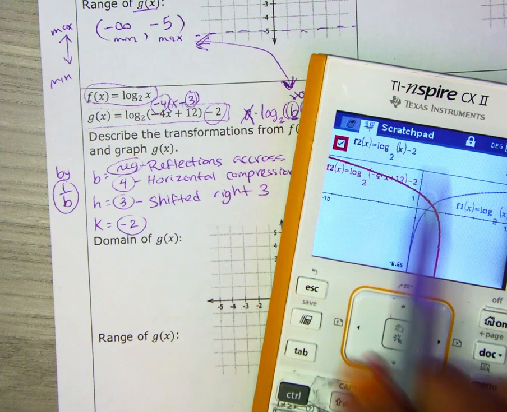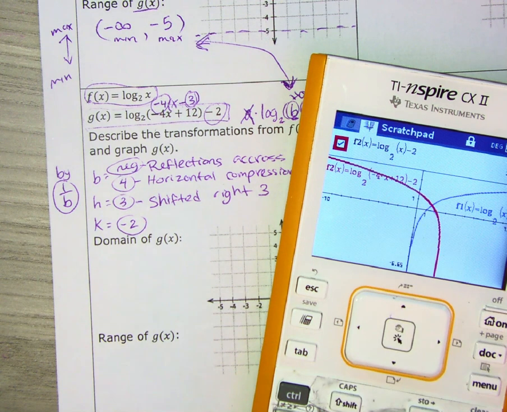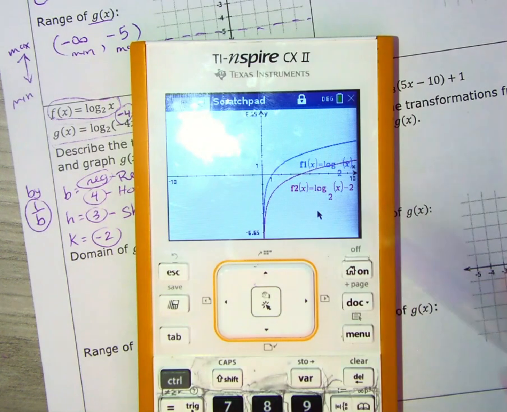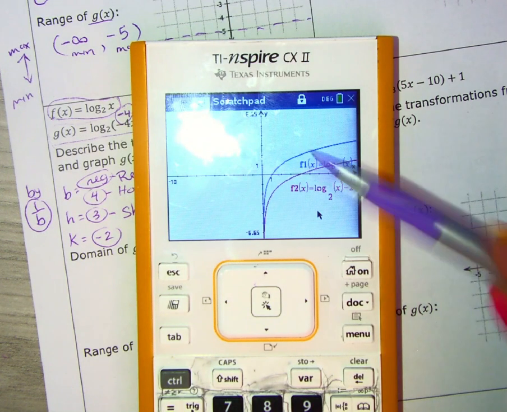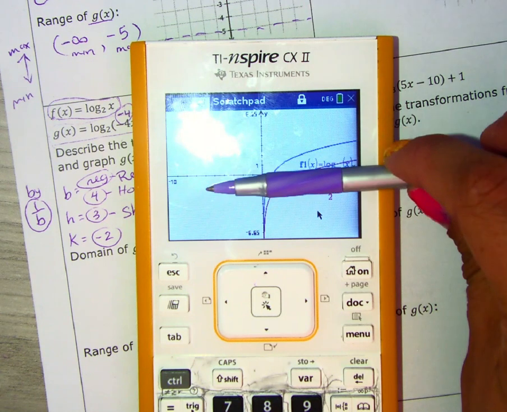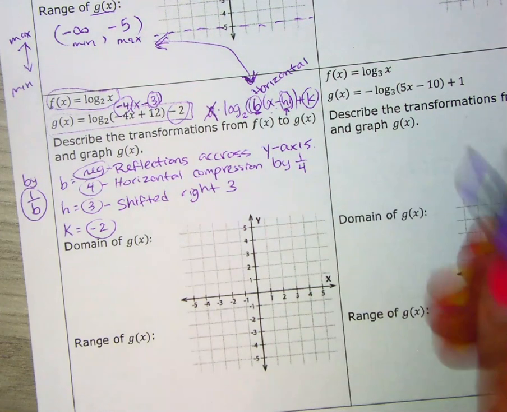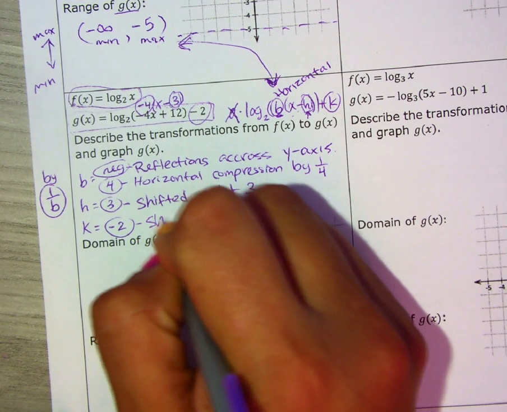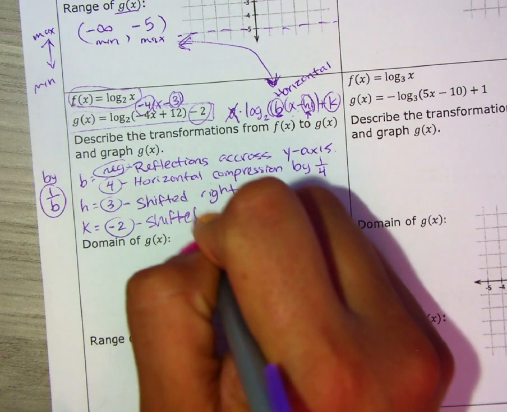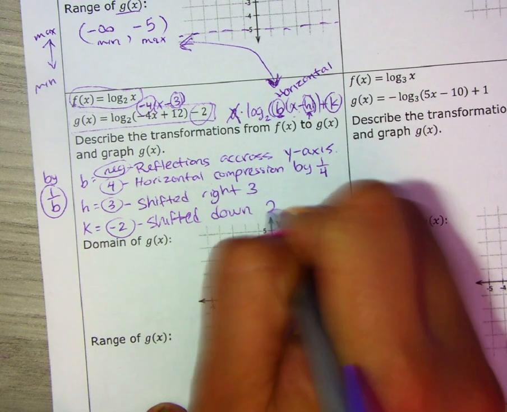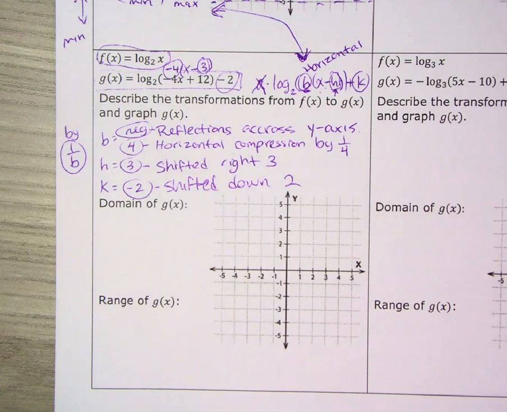So if the k value is -2, this is what it does. So it looks like it's still going the same direction, but it just kind of dropped a little bit. So it reminds you that the k value is the up and down description, and it shifted down. Okay, so those are the descriptions for it.